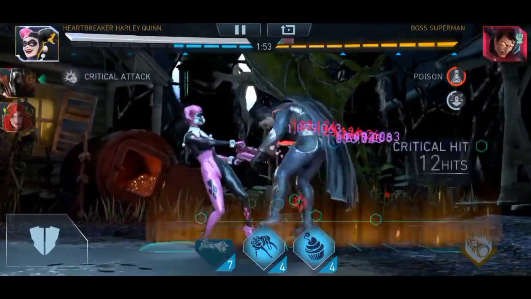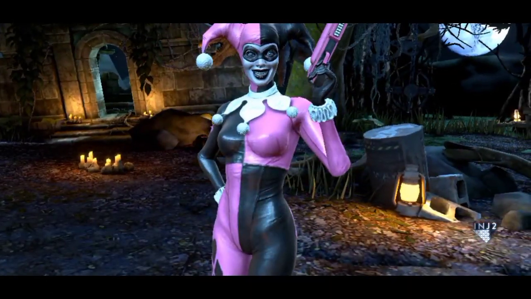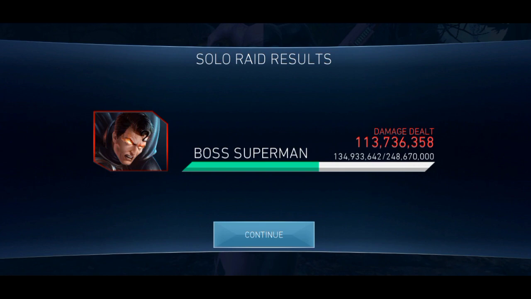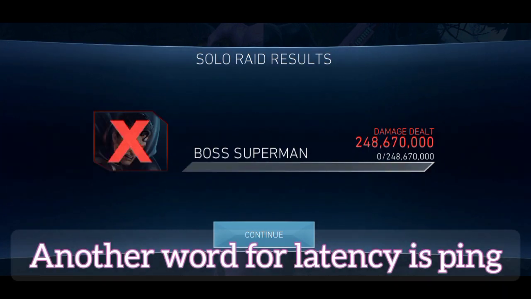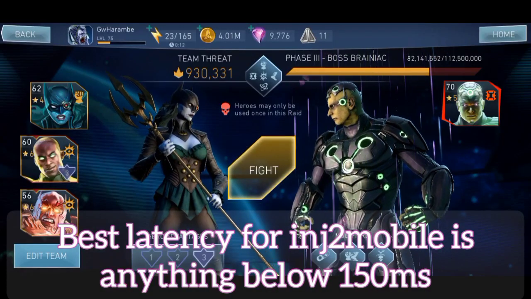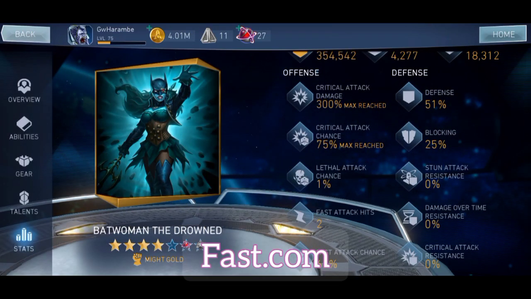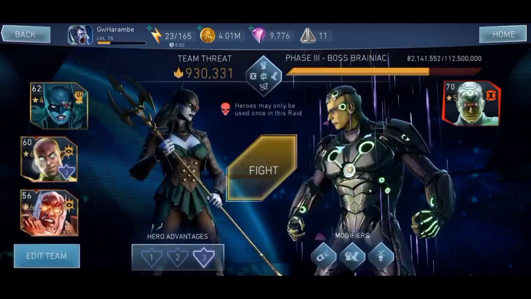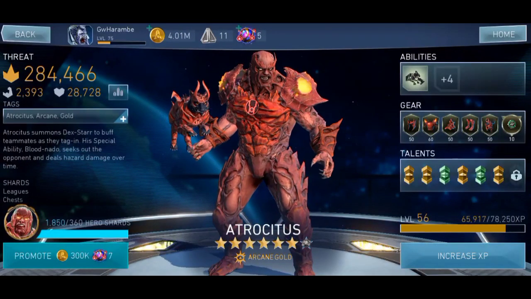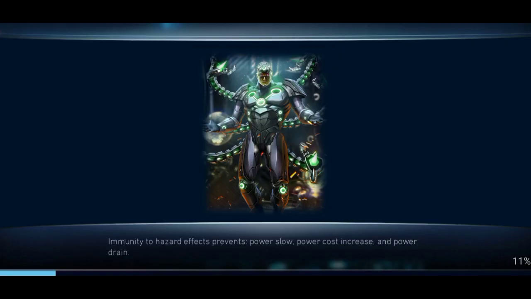So you can have very high speed. You can have 120 megabits per second. You can have 200 megabits per second, but have bad latency. Latency, that is, ping, and the appropriate number for Injustice 2 Mobile is any number between 130 milliseconds and 150 milliseconds, which is quite okay. You can check this by going to fast.com. You allow fast.com to check your internet parameters, and you see it there. So if you have a number between 130 and 150, you are good. Any number above that, you are going to have some problems. That's when you see your game freezing and all that. It doesn't really have to do with the speed. It has to do with the latency.